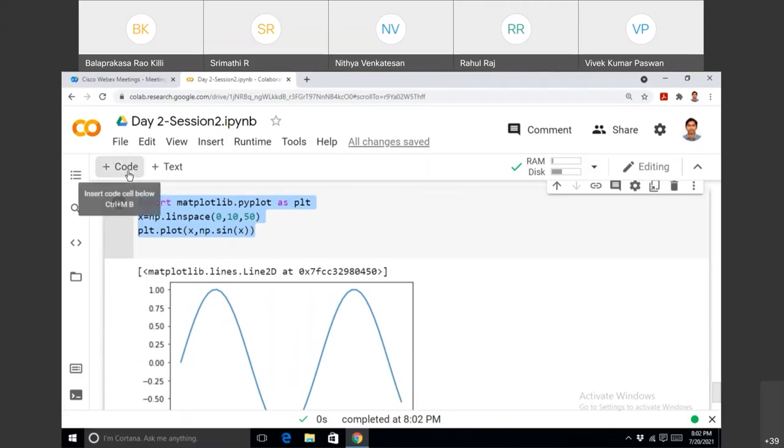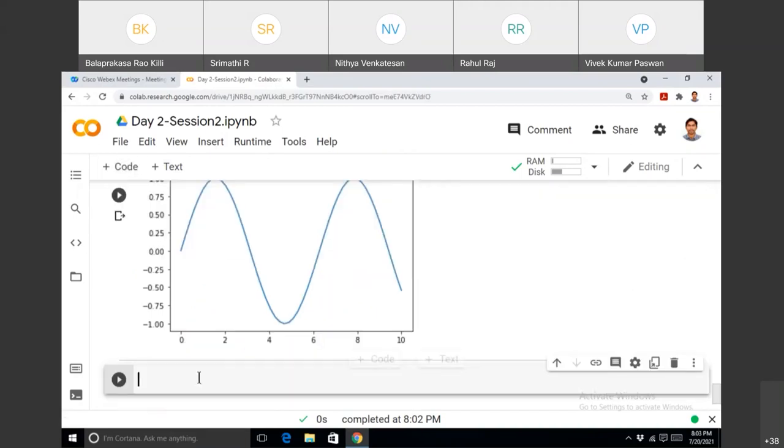The other way, I have told you, right: plt.figure, plt.axis, then ax.figure, then ax.plot. You can call ax.plot. So let me plot this one. So this is a line graph.